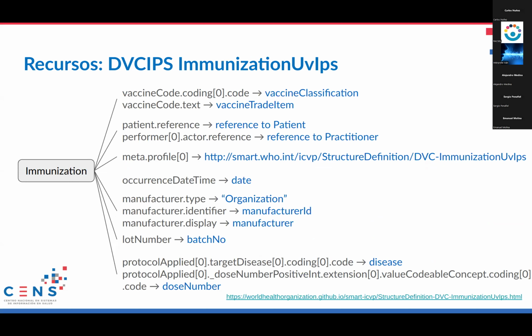Immunization, vaccination, the vaccination classification, the vaccine, the trade item, patient, practitioner. Again, it's always important to have the profile, the data elements, the batch, the disease, and the dose number, which is the last one that we have here. But this you can consult in the same guide, but the idea is that you can match the elements that you have to consult here and where to place that information.